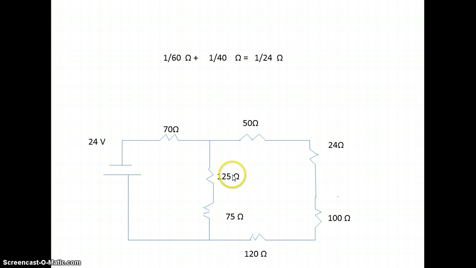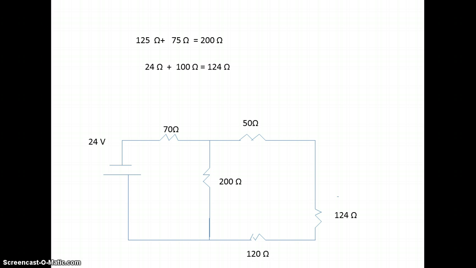So you have a series of 125 ohms and 75 ohms, along with 24 ohms and 100 ohms here. Since in a series all you have to do is add up the different R values, you get 125 plus 75, which is right here, and you get 200 ohms. And on this side, it was 24 plus 100, which gets you to 124 ohms.